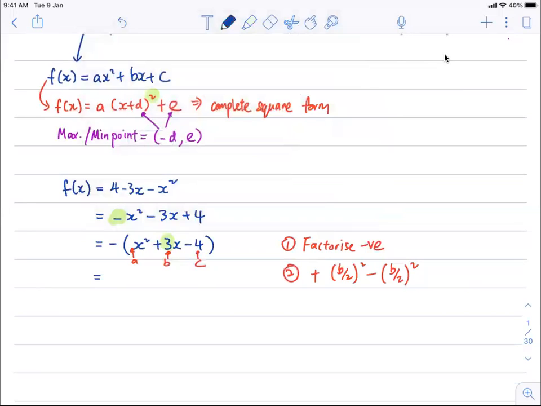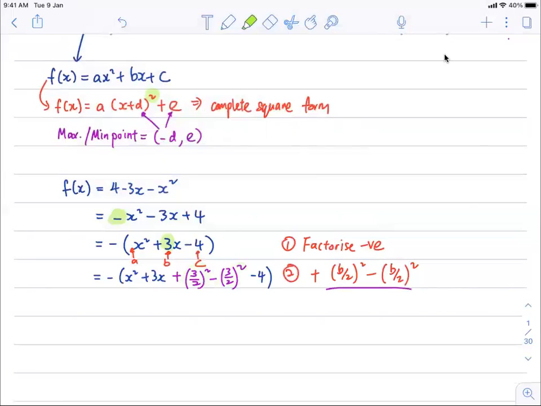To apply the step 2, we just copy it like normal first, x squared plus 3x, and then we leave some space, negative 4. And at this place, we put in our plus (b over 2) squared minus (b over 2) squared. So plus b over 2, b is 3, so (3 over 2) squared minus (3 over 2) squared. So for this part, because we add and minus the same number is still equal to 0. So it's still the same thing as the line above.